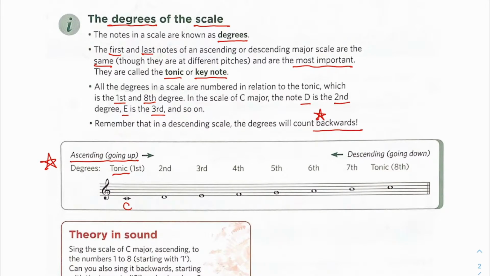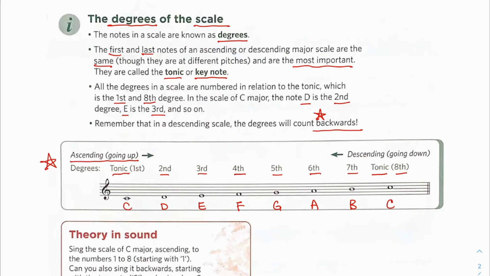So if C is the first degree, D would be the second degree, E would be the third degree, F would be the fourth degree, G would be the fifth degree, A would be the sixth degree, B would be the seventh degree, and we go back to C, which is the tonic again. This time it's the eighth degree because they are not the same C.